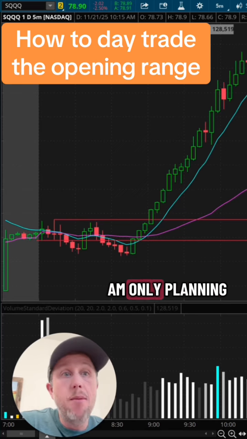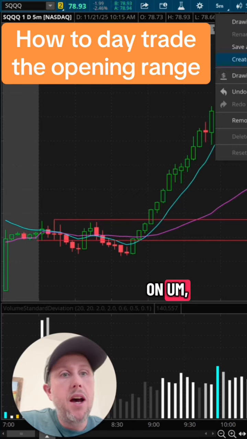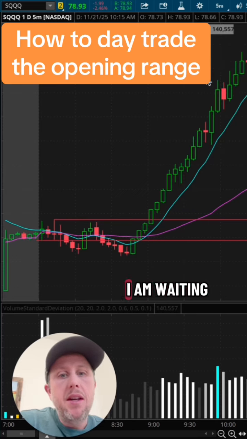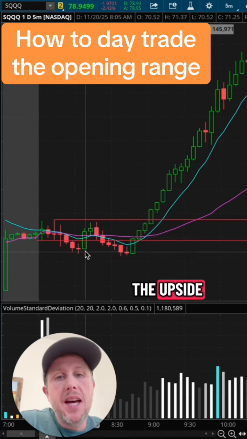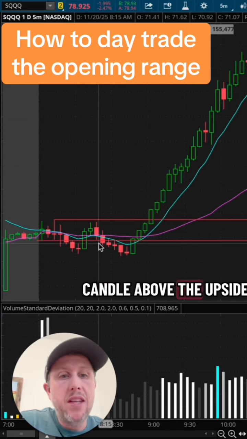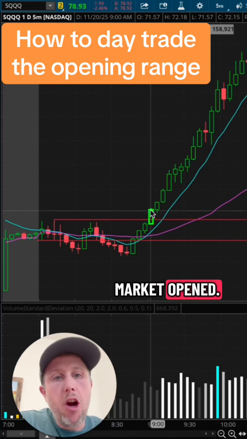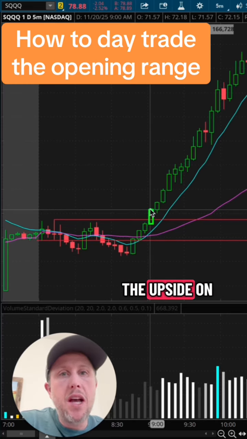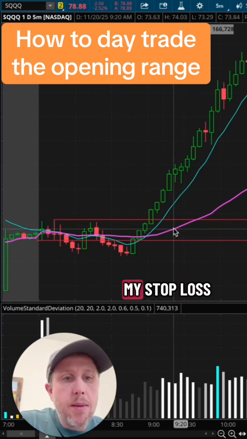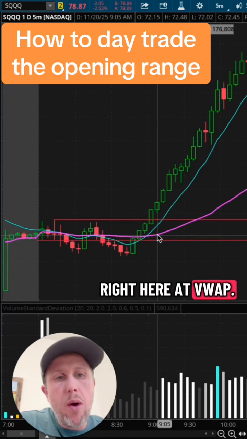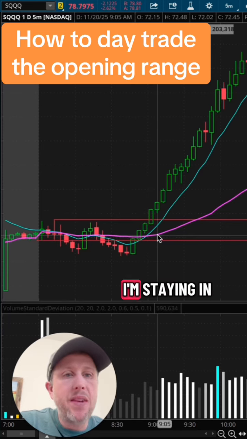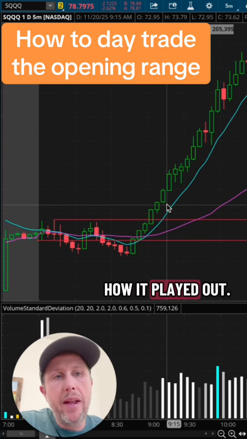And since I am only planning on fading the gap, I am waiting for it to break out to the upside and close a candle above the upside. So you can see that happened here about 90 minutes after the market opened. We finally got the breakout to the upside on SQQQ. My stop loss is going to be right here at VWAP. As long as we don't close below that, I'm staying in this trade, and let's see how it played out.